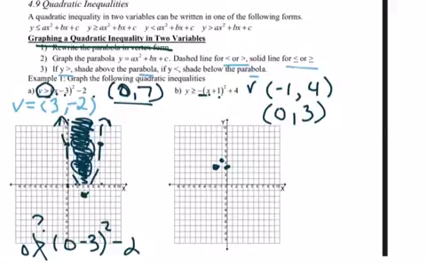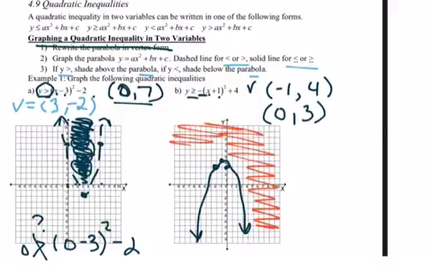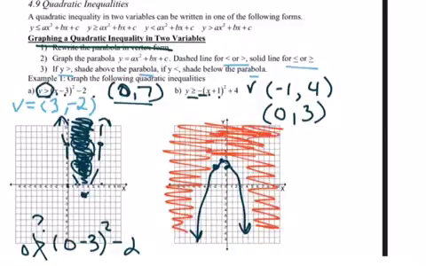And it's greater than or equal, so I'm going to make my parabola solid. Okay, and then it's greater than or equal to, so I'm going to shade above. So that's everywhere outside of my parabola. That means that all of these points satisfy this inequality.